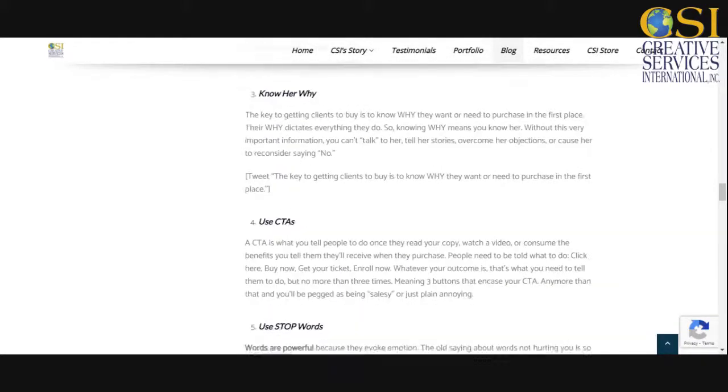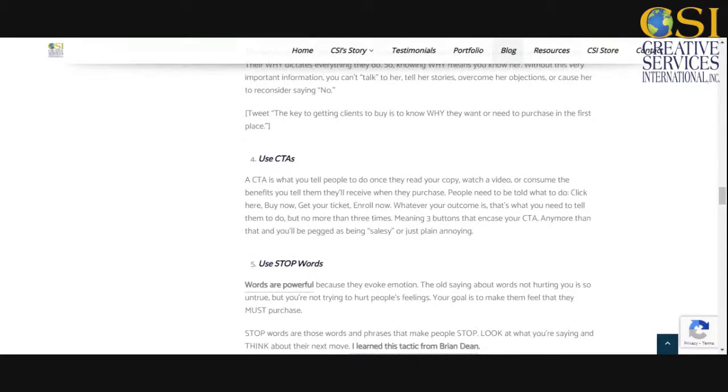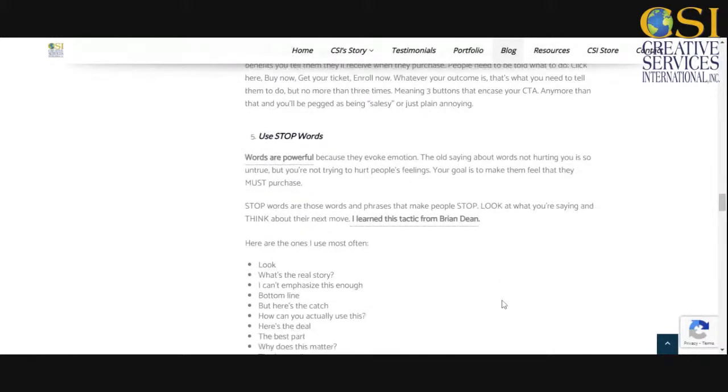And one of the main things you got to think about on your landing page is you need to use a CTA. You need to tell them, like I said, get versus order, but you got to tell them what to do. Get this now, enroll in this class, buy this, that type of thing. Number 5, you can use stop words.